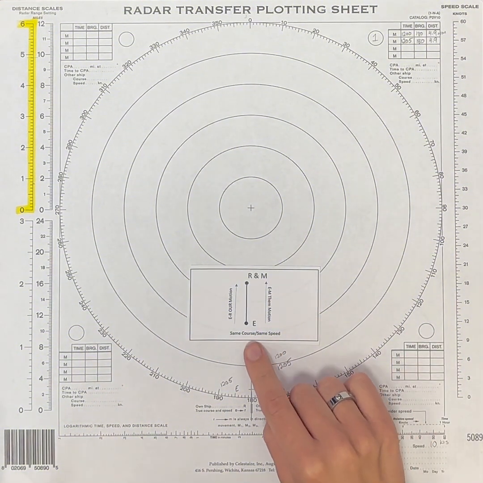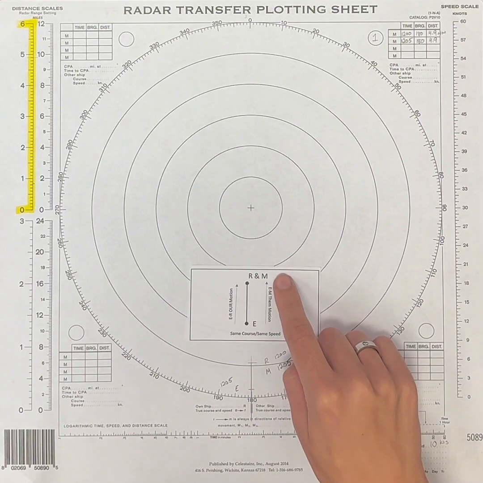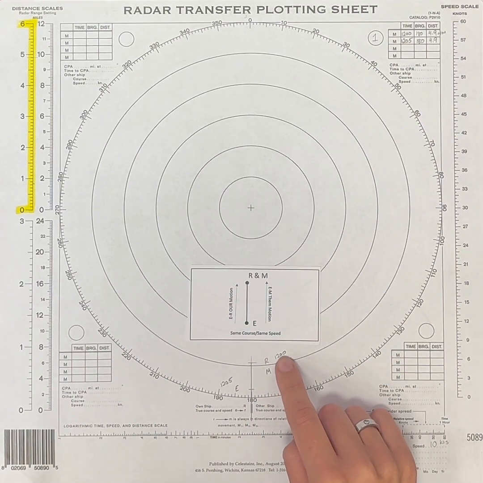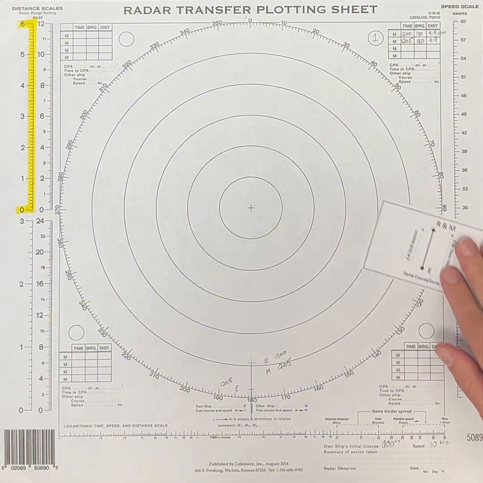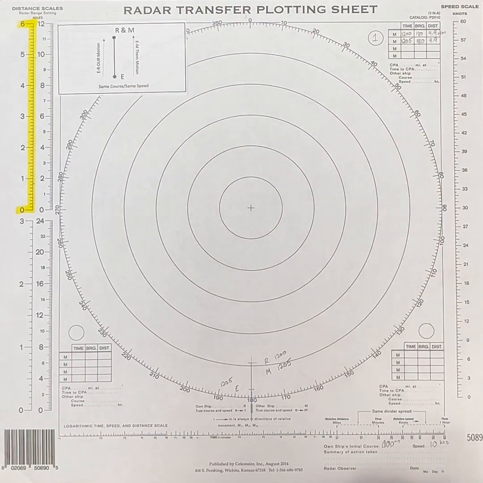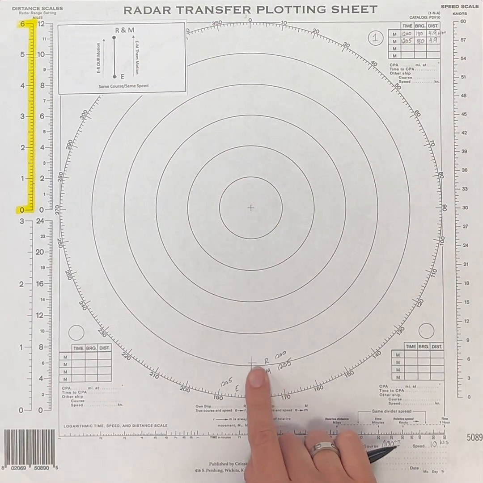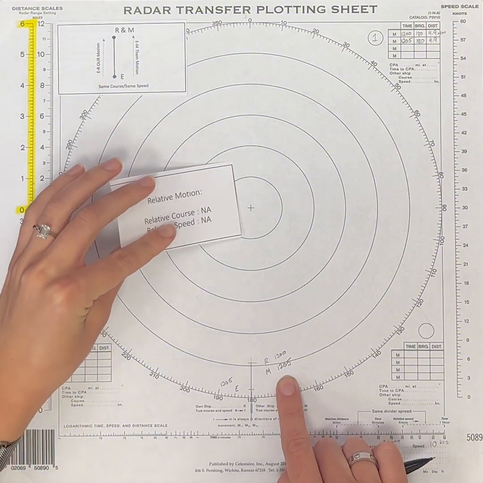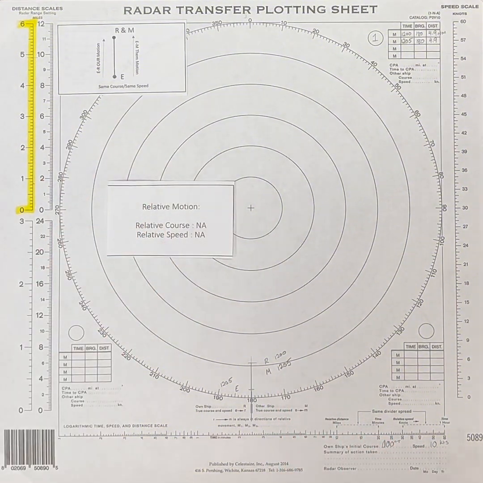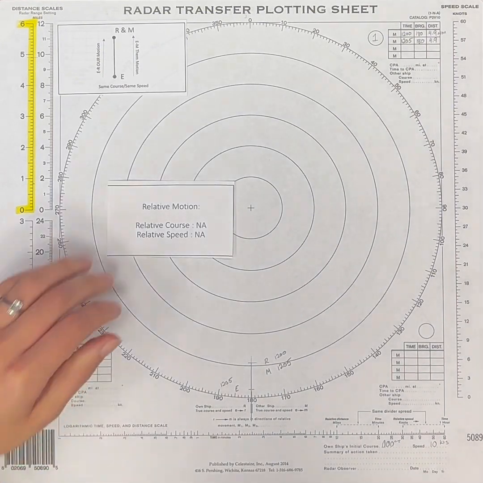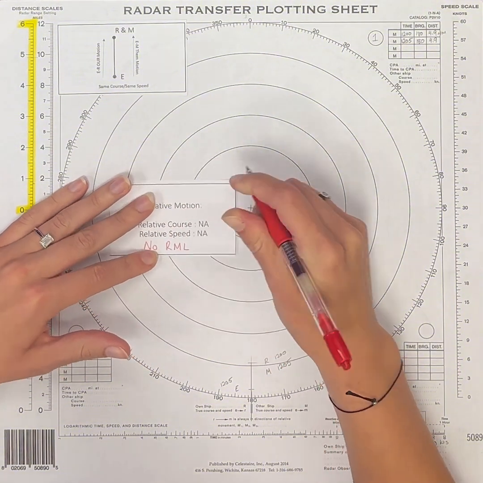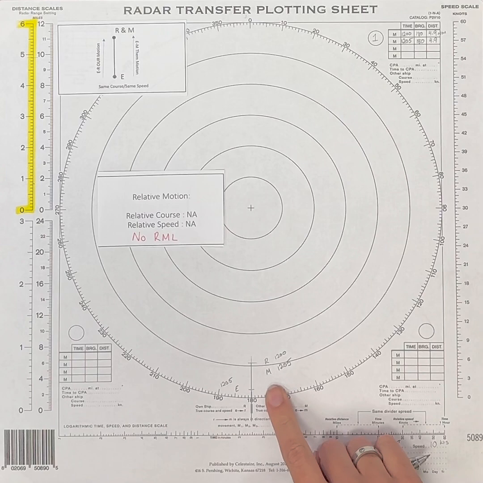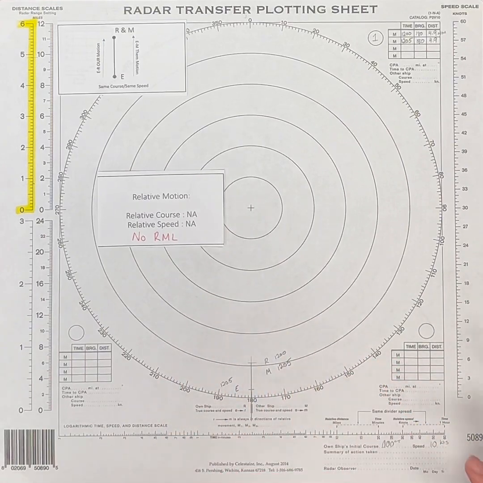You can clearly see that E to R equals E to M. E to R is our motion, E to M is their true motion. Because they have no R to M relationship, there's nowhere to draw out a relative motion line towards us, or away from us, in a different direction. So they have no relative course or relative speed. You simply put NA for not applicable.